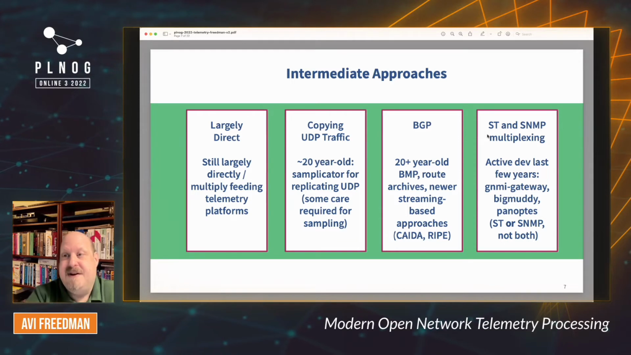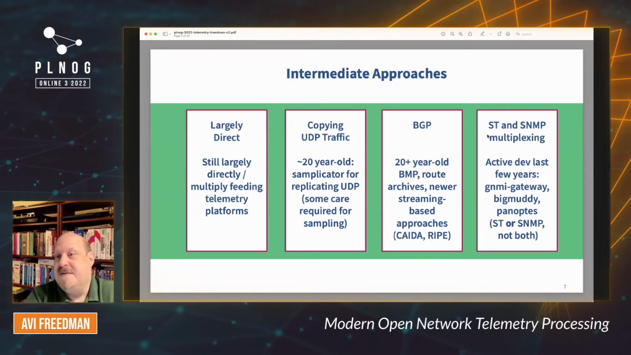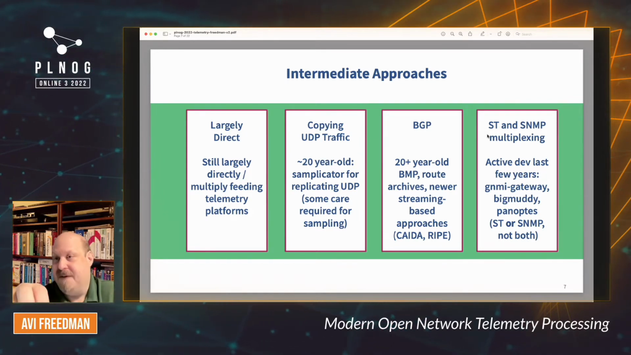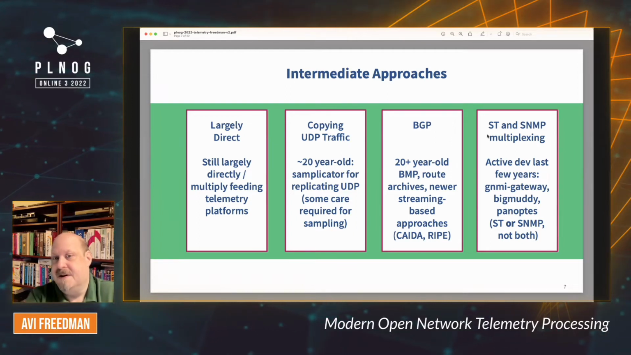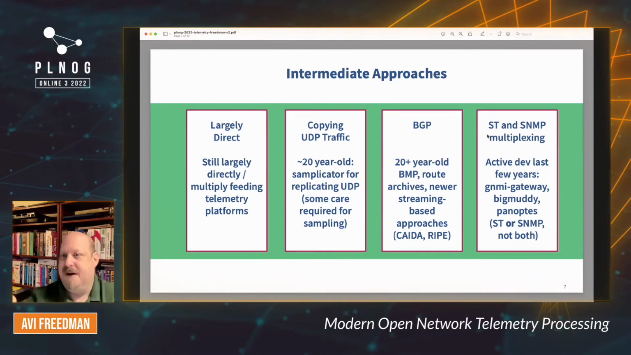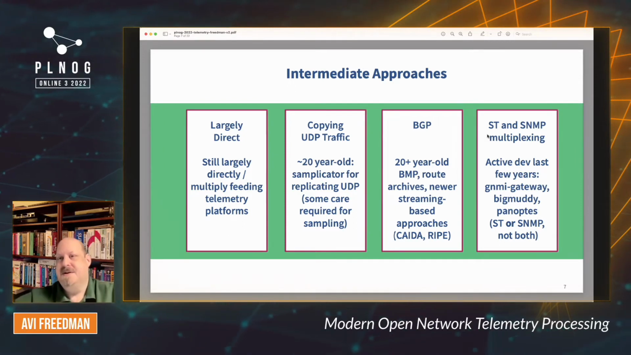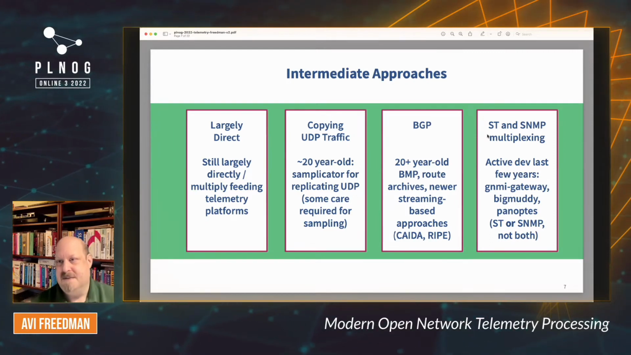Over the last few years, really on the streaming telemetry side, there's been some work to try to emit once from the router and send. There's a project called gNMI Gateway from Netflix and Google. Cisco had done something called Big Muddy. Yahoo had done something to put SNMP on a bus to send to multiple systems. But if you look across the kinds of network telemetry, historically, they've all been separate systems.